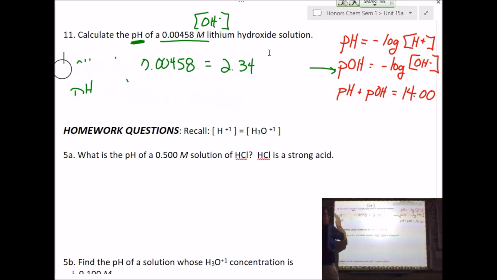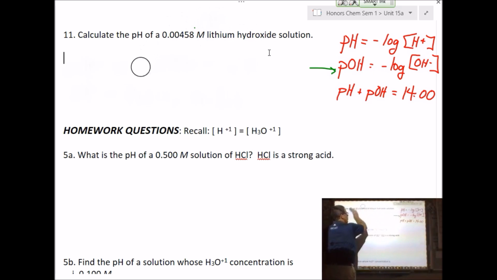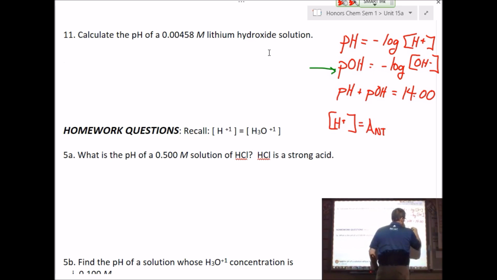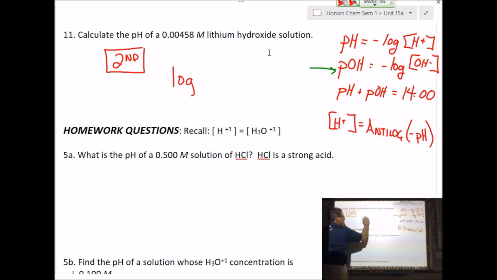All right. Now, since we did logs and we were finding pH, is it possible to go in the opposite direction and say, okay, I'm giving you a pH, but now I want to find the hydrogen concentration or the hydroxide concentration? Yeah. And what we do to do that, if I want to find the hydrogen concentration, I'm going to find the antilog of my pH, but I want to find the negative pH.